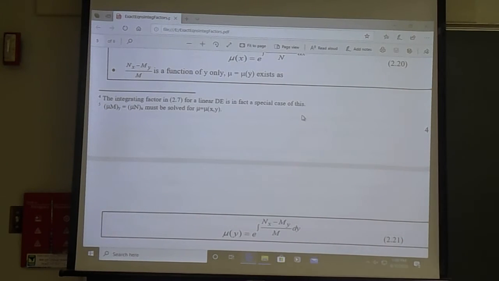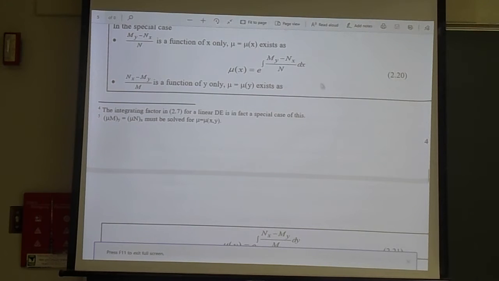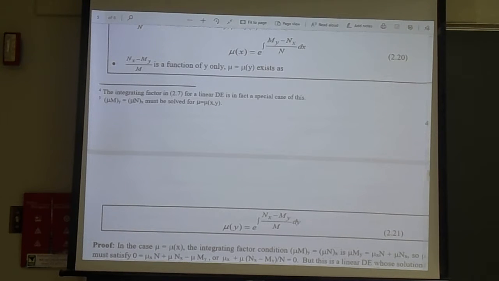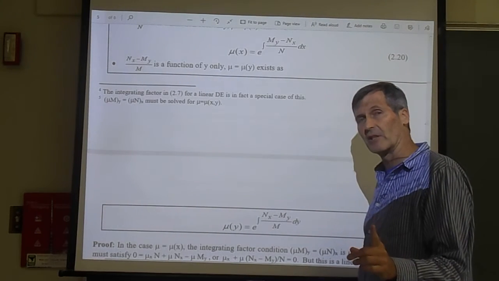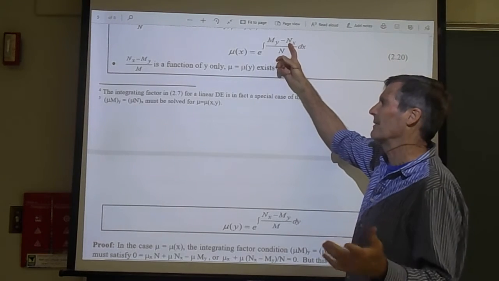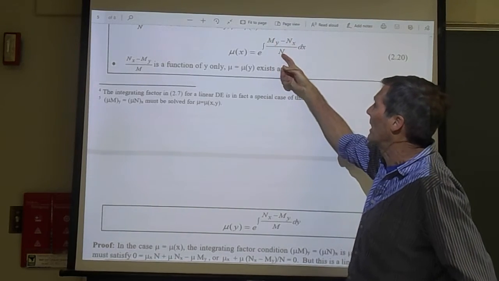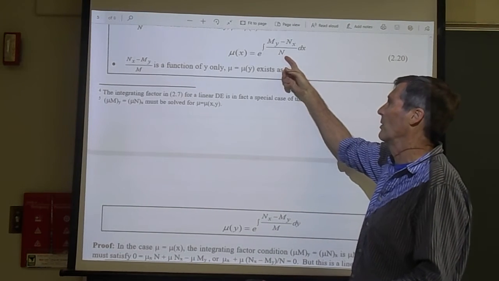The top one's not showing up. There we go. If an integrating factor exists that's a function of x only, then this will be it. So this is what you do. You look at the original differential equation. If (M_y minus N_x) over N is a function of x only, then there exists an integrating factor that's a function of x only, and this is it.